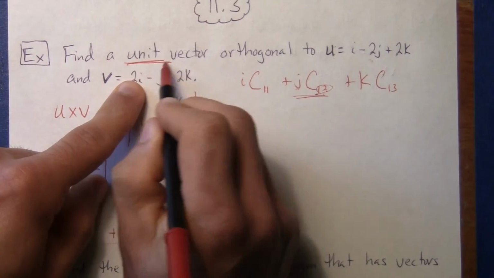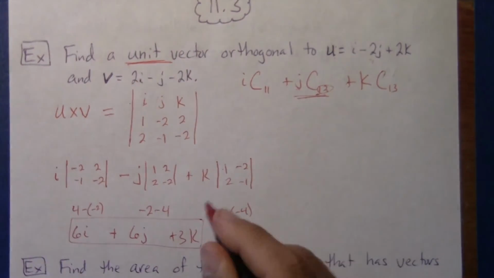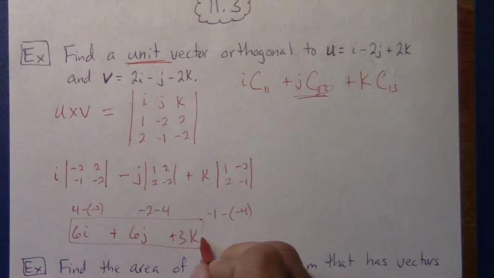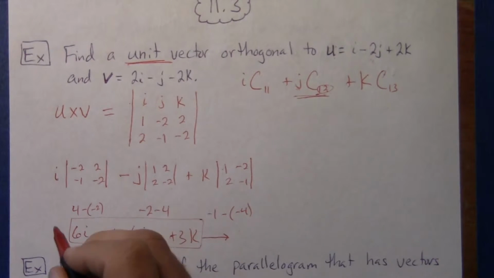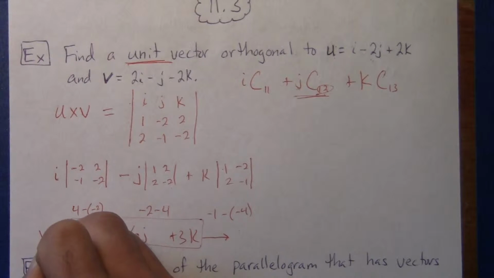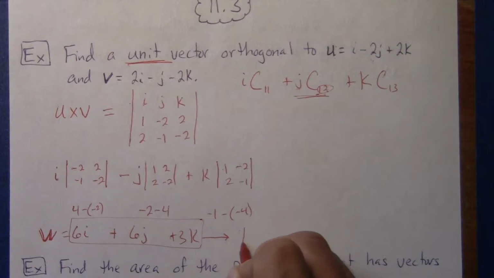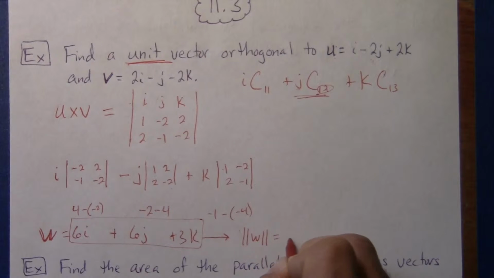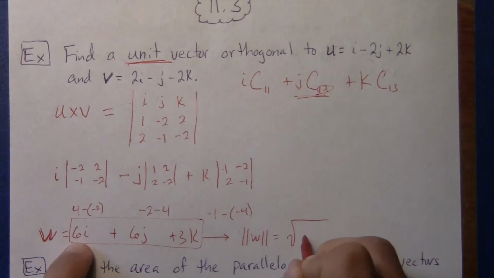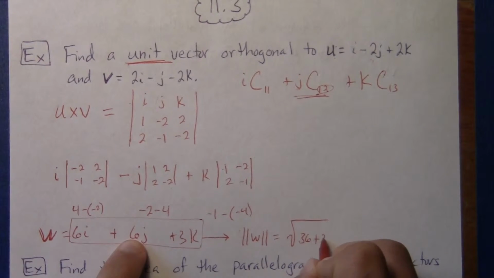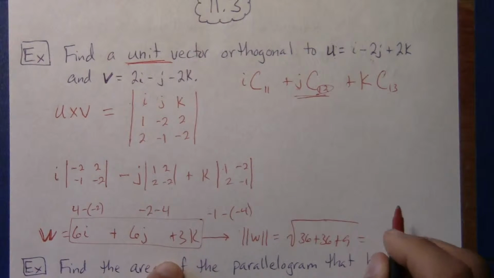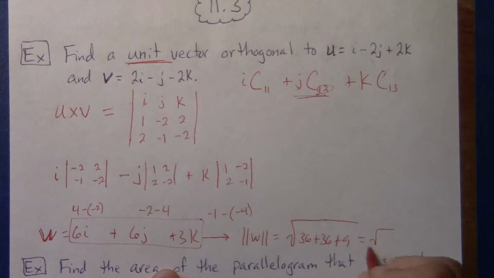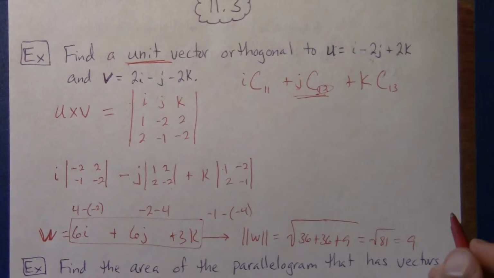They're also asking me to find the unit vector. So that means I need to find the length of this. Now if I look for the magnitude of that vector, I'm going to call this vector w. The magnitude of vector w is going to equal the square root of 6 squared, or 36, plus 6 squared, or 36, plus 3 squared, or 9, and that's eventually going to give me the square root of 81, which I know is 9. So I need to divide all of these by 9.